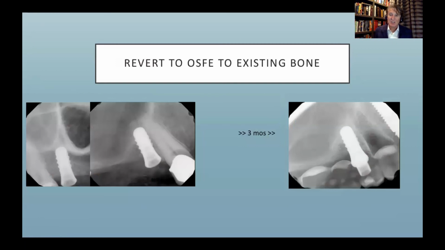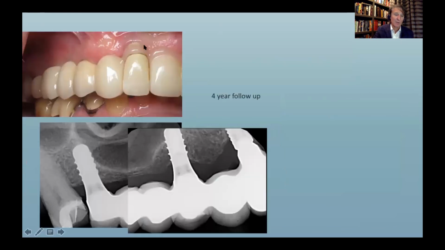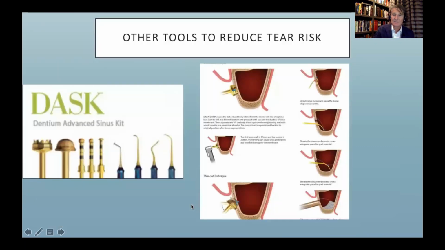And then we changed our tack and we went to using that little bit of existing bone beside the teeth. Instead of lifting the sinus, we used what we had to work with. And that goes back to using the osteotome approach, which we're going to be explaining later on here. And that gives us now a 4-year follow-up. And you can see just using the existing bone, we had a good outcome.